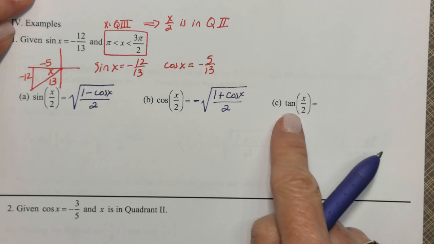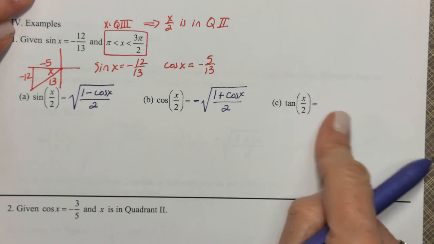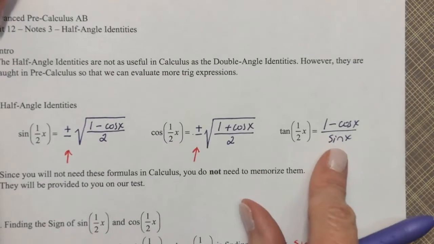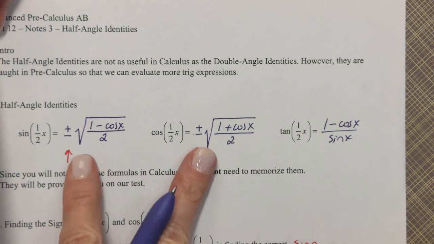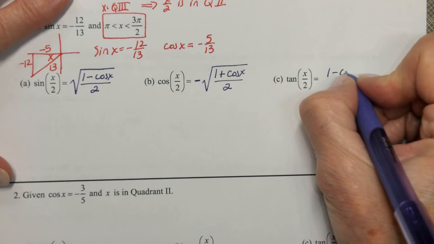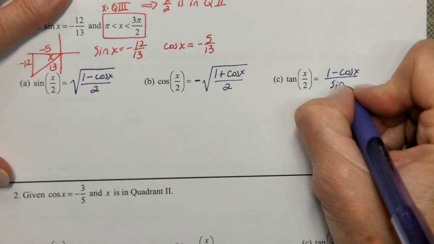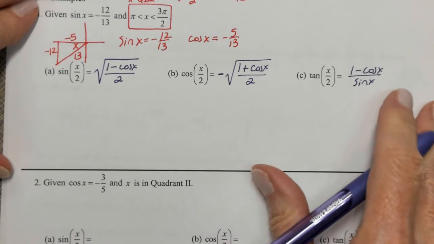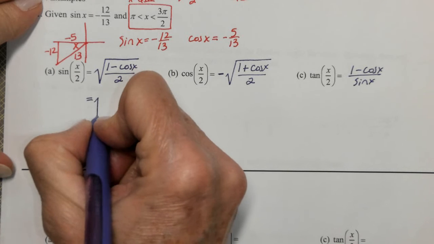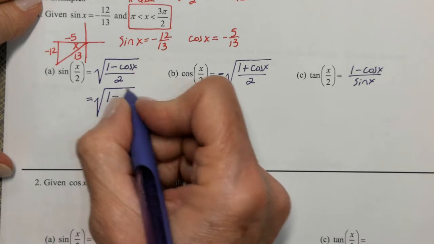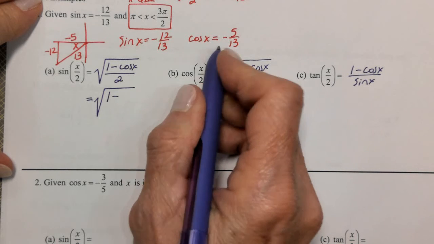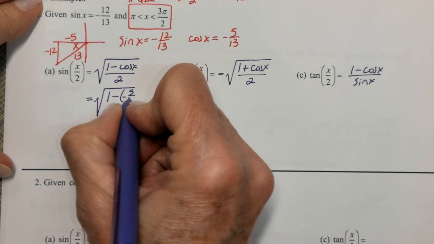For tangent, we don't have to worry about a plus or minus because that's not part of the formula. The formula for tangent has no plus or minus. We only have to do that for sine and cosine. So just write the formula, 1 minus cosine x over sine x. That's the easier one. Now let's do sine. We have the square root of 1 minus cosine x, which is negative 5 over 13, all over 2.